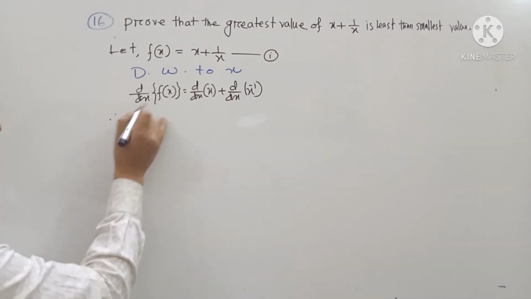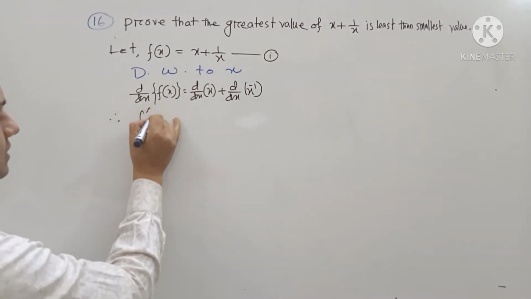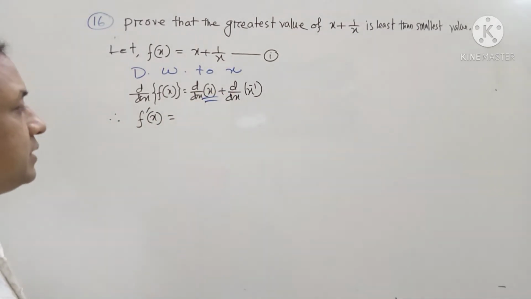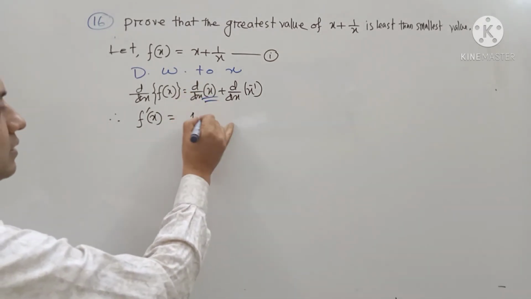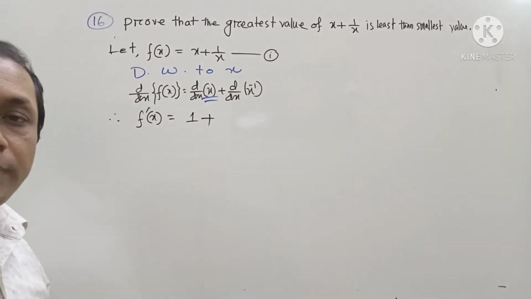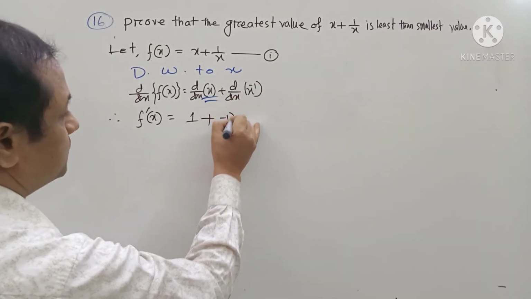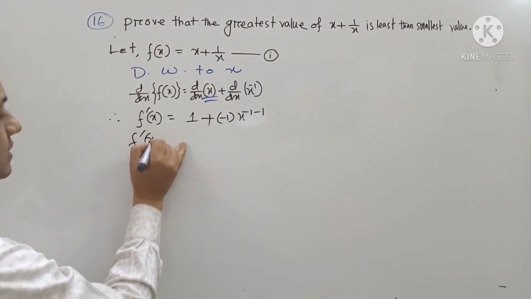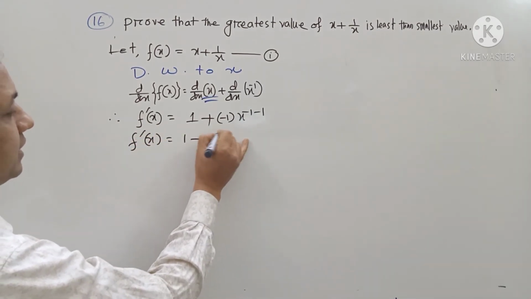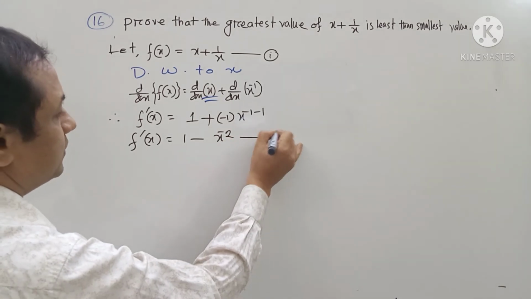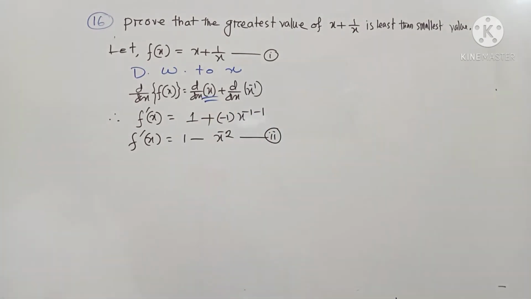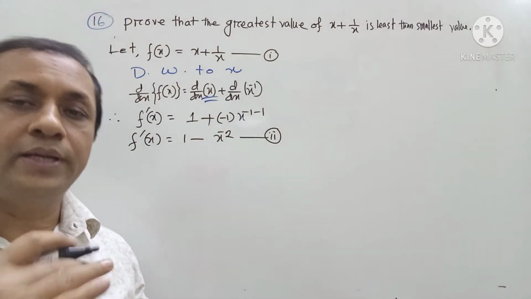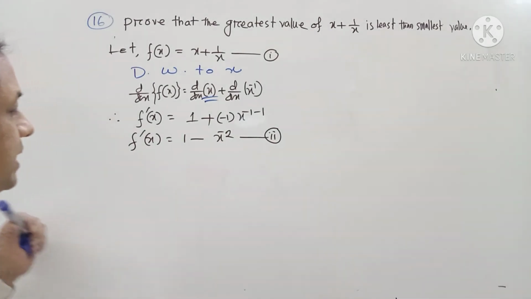So student, we know that d/dx of f of x is f prime x, and d/dx of x is 1, and for d/dx of x to the power minus 1, take the power to the first position, then the power becomes minus 2. So f prime x equals 1 minus x to the power minus 2, equation number 2. Now for maximum and minimum value.